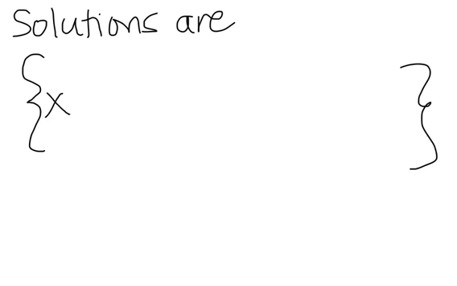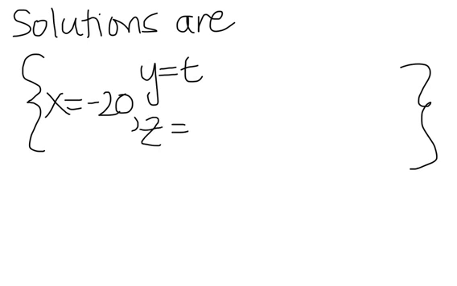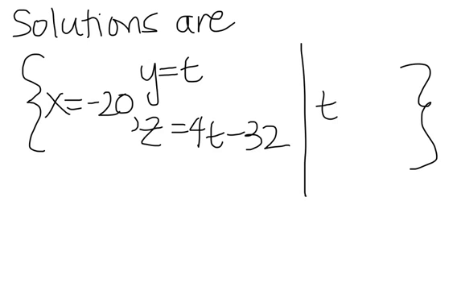So x is -20. That's always part of the solution. I'm going to let y equal t, and I'll tell you what t is in a second. And then if y is equal to t, we could solve our previous equation in terms of z, and we would get that z is 4t minus 32. Okay, and for t, I can let t be any real number. So t is a real number. That's one way to write it.